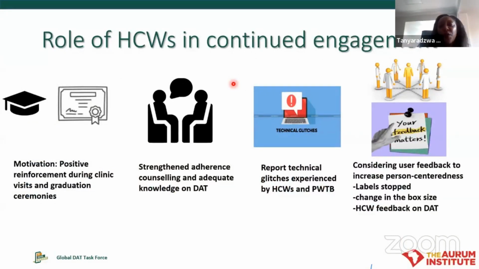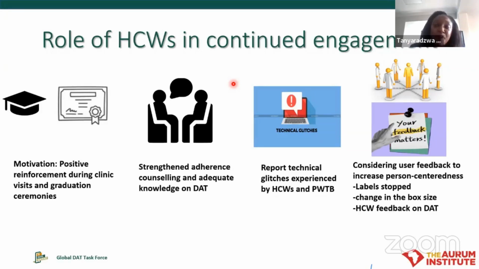So in terms of the role of healthcare workers in continued engagement, in South Africa, we found that motivation is very important. The people with TB need positive reinforcement during clinic visits. For example, by showing those who are doing well their adherence platform and just motivate them to keep on taking the medication using the technology, and also graduation ceremonies. So in Cape Town, they would have a graduation ceremony for people with TB who completed the treatment using the technology, which was also motivating.